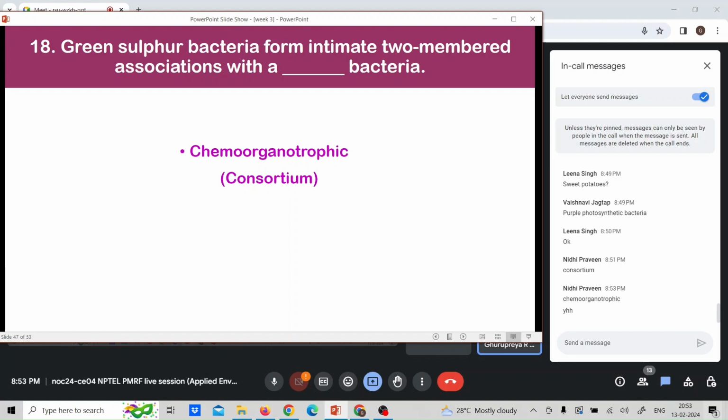In this consortium, there will be benefit for both organisms, like a metabolic benefit maybe for the green sulfur bacteria and the chemoorganotrophic bacteria. That is how a consortium is formed. They all coexist. You could find in many environmental treatment techniques, when you are using a biological technique, they say a consortium of microbes was added for this particular technique. So that's the whole point of this question.